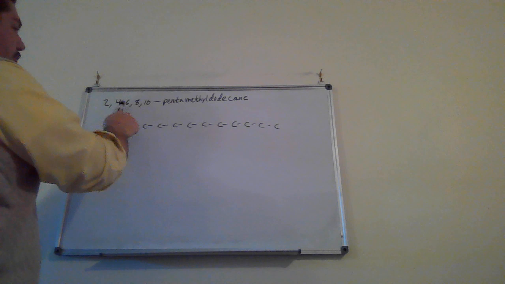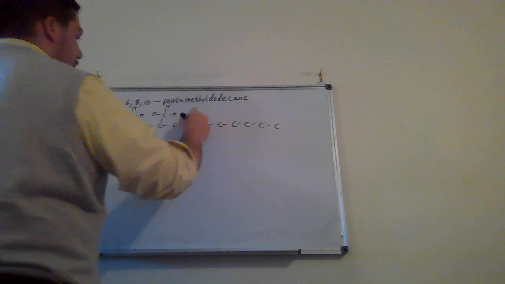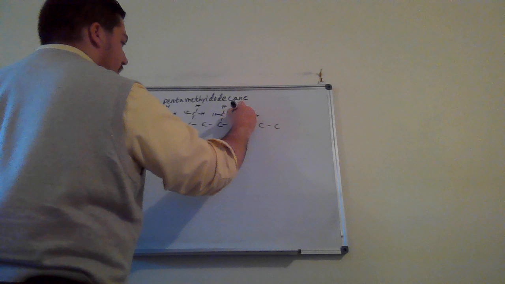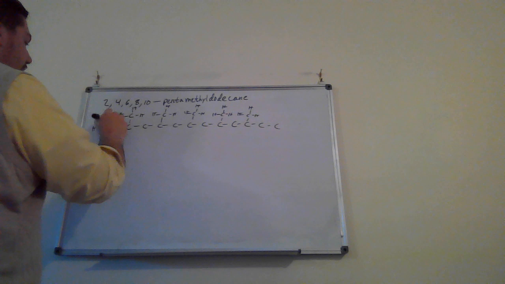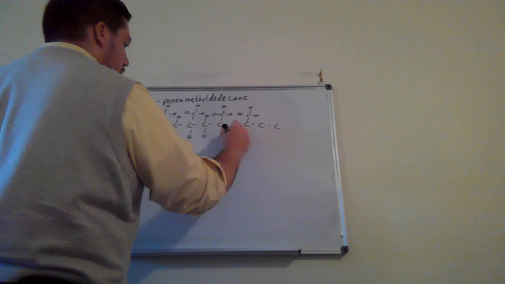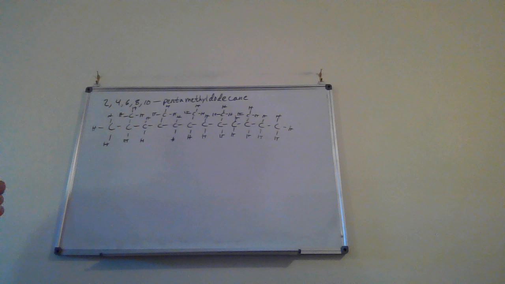So CH3, CH3, CH3 at 2, 4, 6, 8, 10. And then we just fill in the rest with hydrogens so we have it filled up. That's going to be the Lewis structure for 2, 4, 6, 8, 10, pentamethyl dodecane.